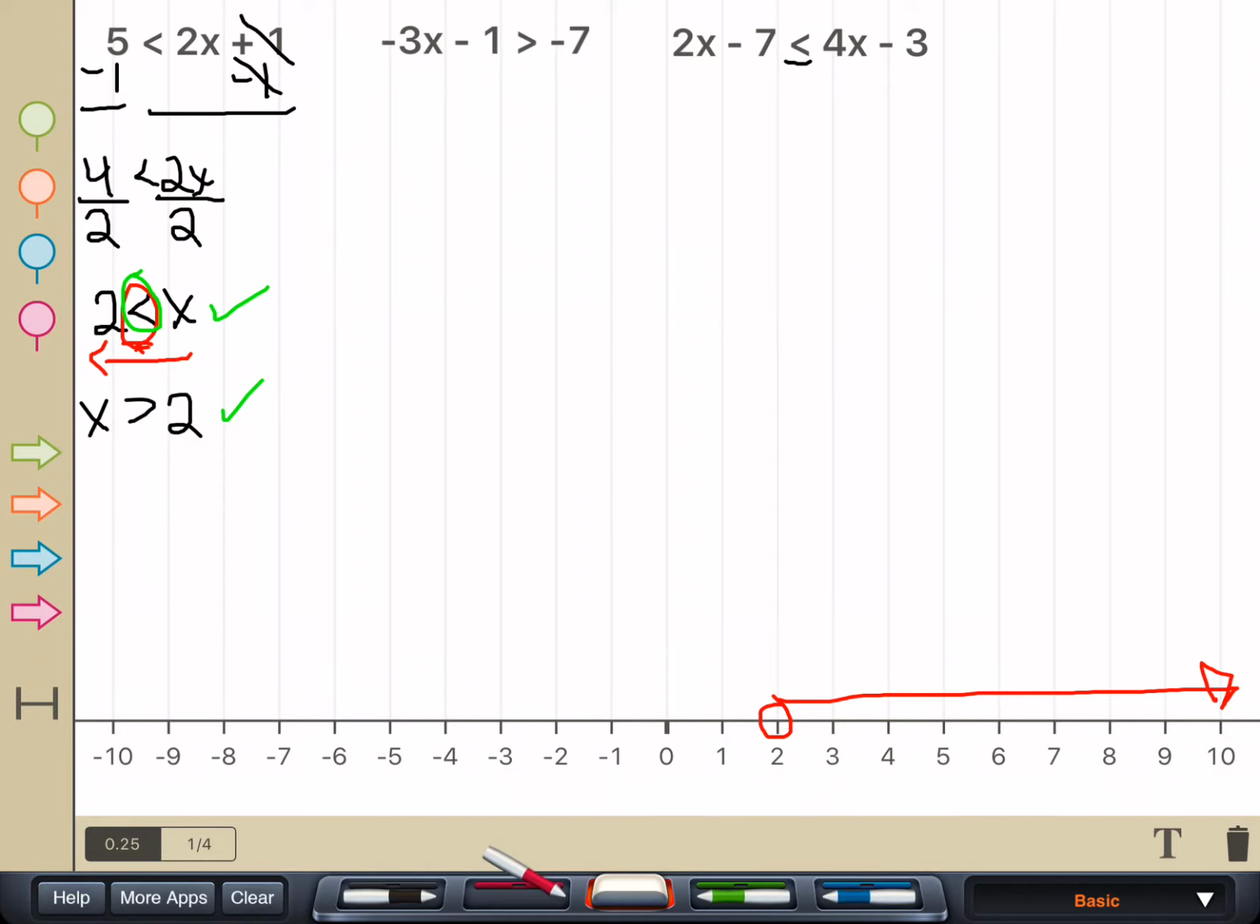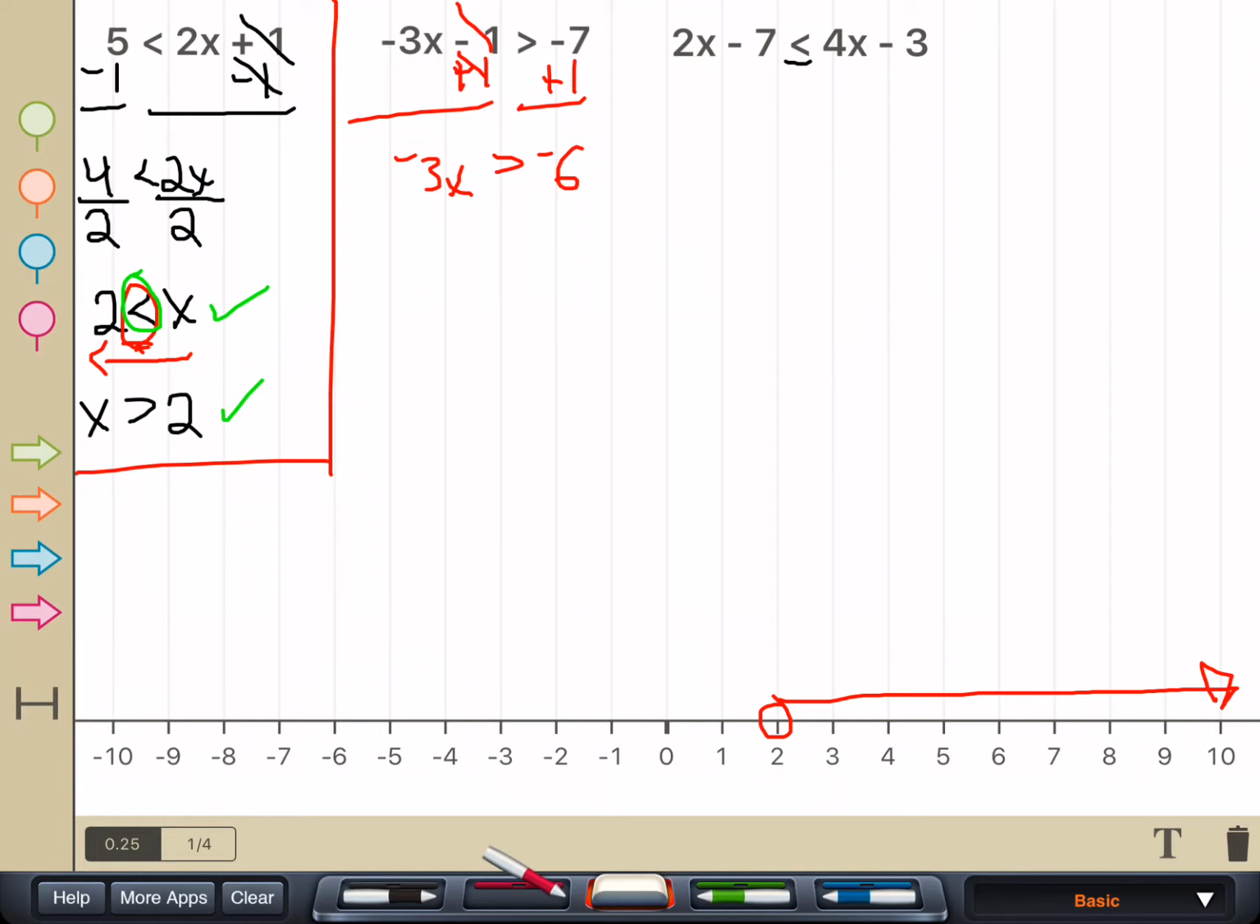Okay, so let's move on to the next one. Okay, so the difficulty in this one, negative 3x minus 1 is greater than 7, is the fact that there's a negative coefficient, a negative 3. So let's see how this plays out. So first I'm going to add 1 to each side, and that's going to give me negative 3x is greater than negative 6. Now here is where things get a bit tricky.